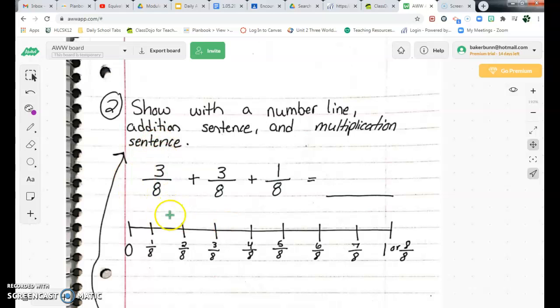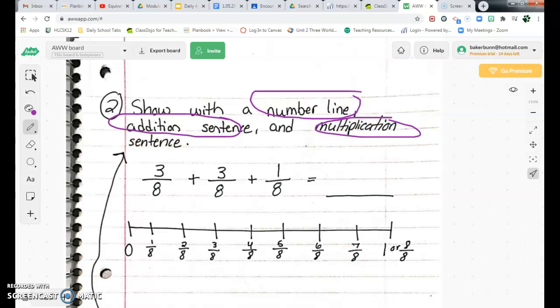We're going to be solving and showing the answer to this problem on a number line, an addition sentence, and a multiplication sentence like I just stated, okay? But this time I have a three-part problem here. I have 3/8 plus 3/8 plus 1/8. Well, this is already shown as an addition sentence right here.